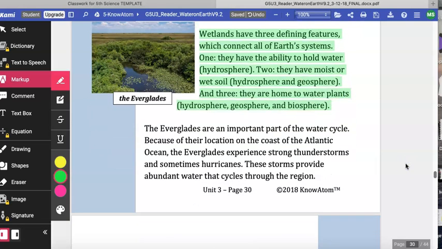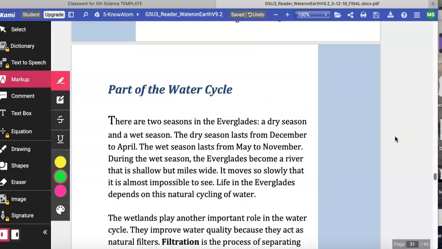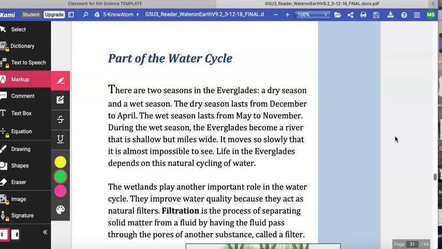The Everglades are an important part of the water cycle. Because of their location on the coast of the Atlantic Ocean, the Everglades experience strong thunderstorms and sometimes hurricanes. These storms provide abundant water that cycles through the region. Part of the water cycle.